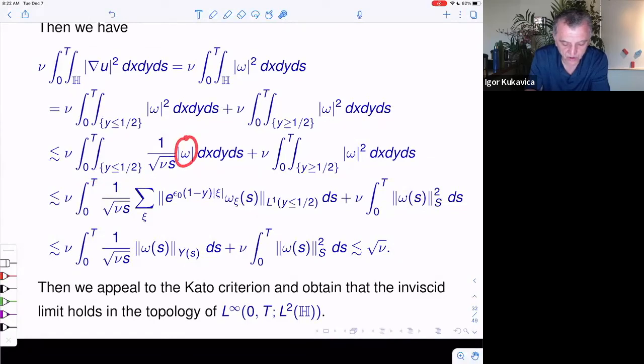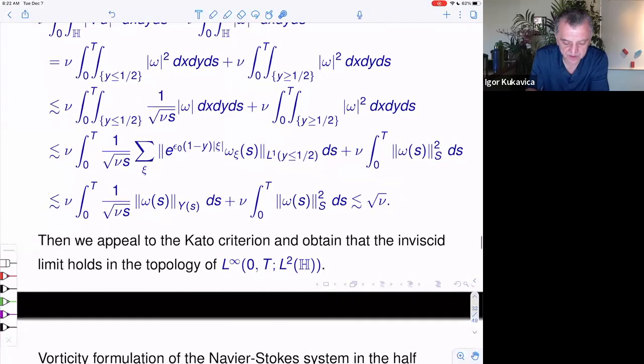So L1 norm, it's precisely what we are bounding because we have L1 norm in the y plane. So we can just bound it by inserting those exponentials. And then we just get 1 over the square root of nu s. And nu partially cancels, but it's still square root of nu left.